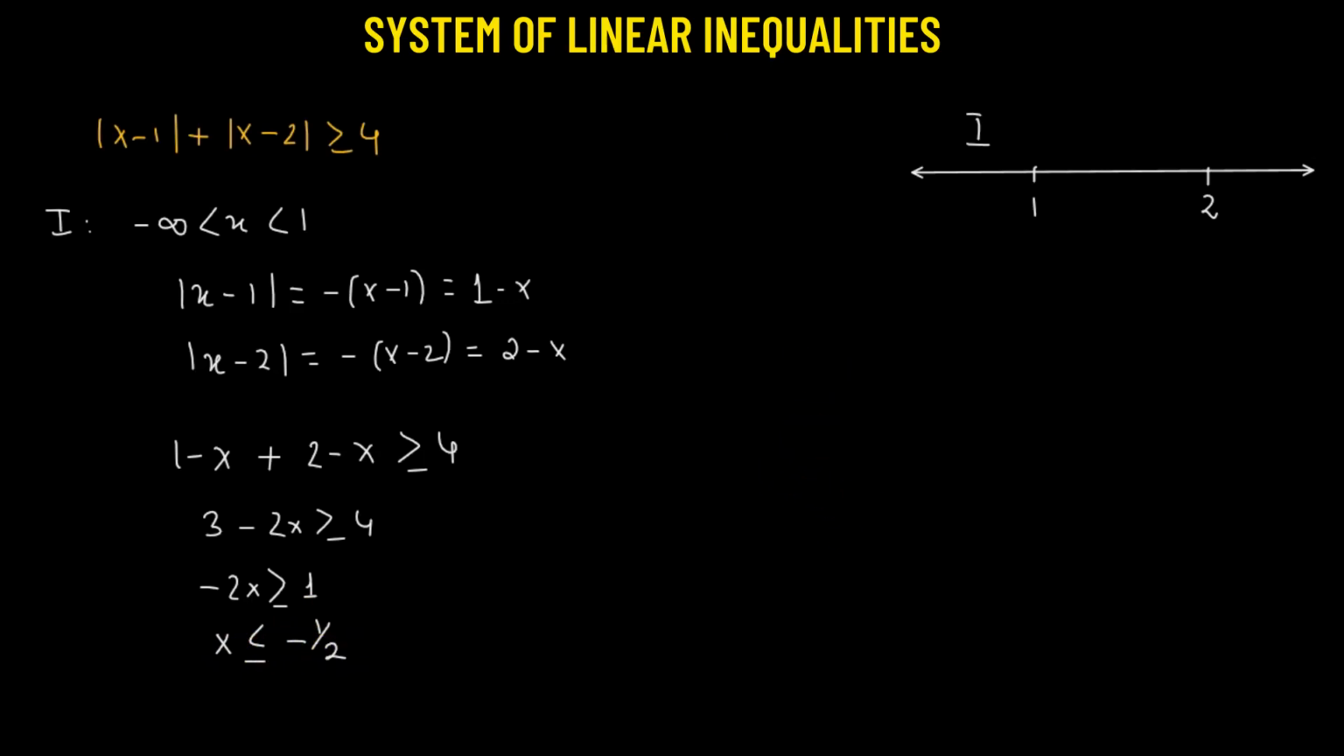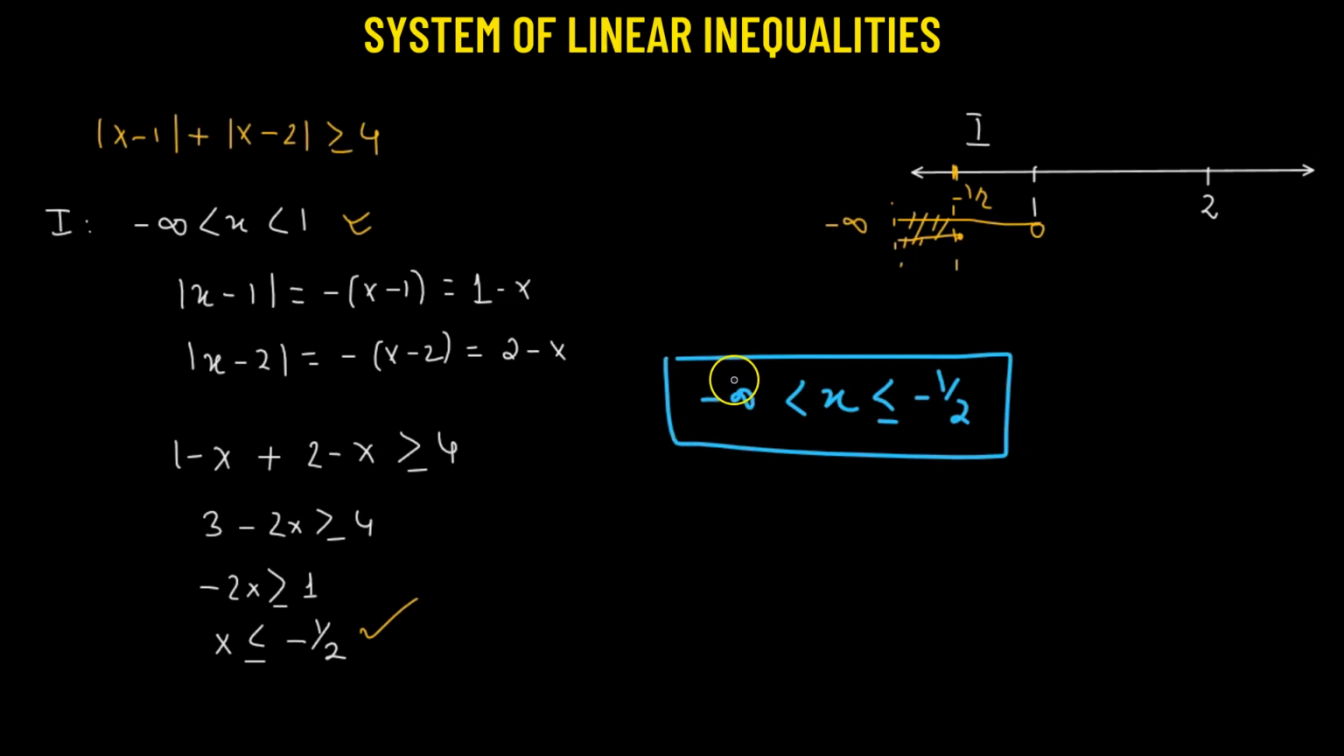And on a number line, we will consider that we are in this particular region, negative infinity to positive 1, and we're getting that x is less than or equal to negative half. So here we'll have negative half. We have to consider all the values of x lying to the left of x equals negative half. This is the only common region which satisfies both x less than or equal to negative half and x lying between negative infinity and 1. From case number 1, we obtain that x is greater than negative infinity, but less than or equal to negative half. Let's move on to the second case.